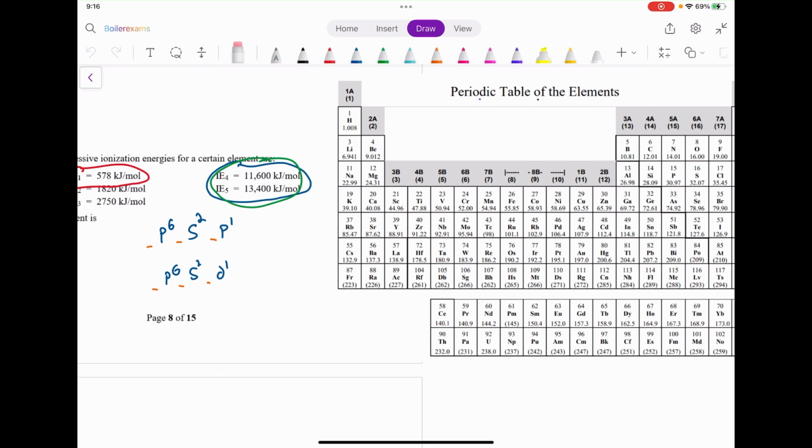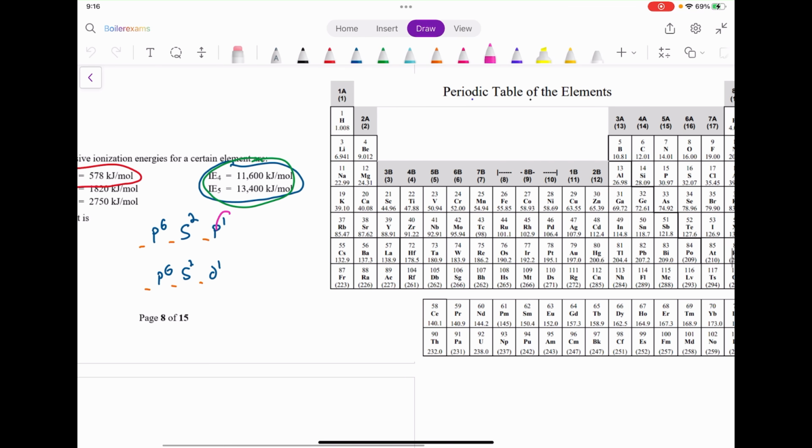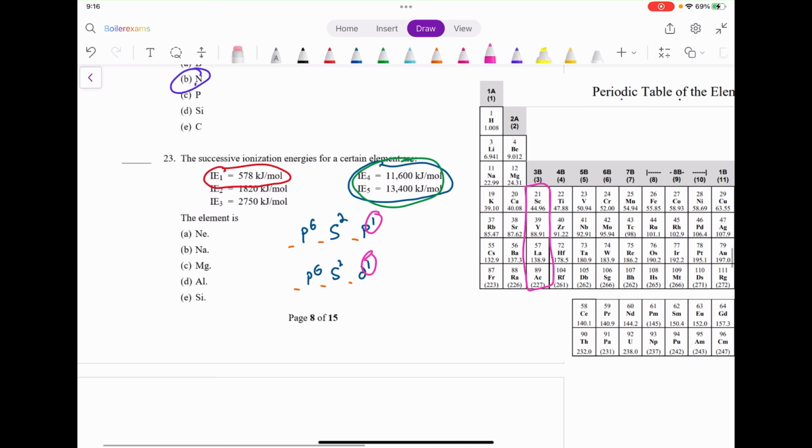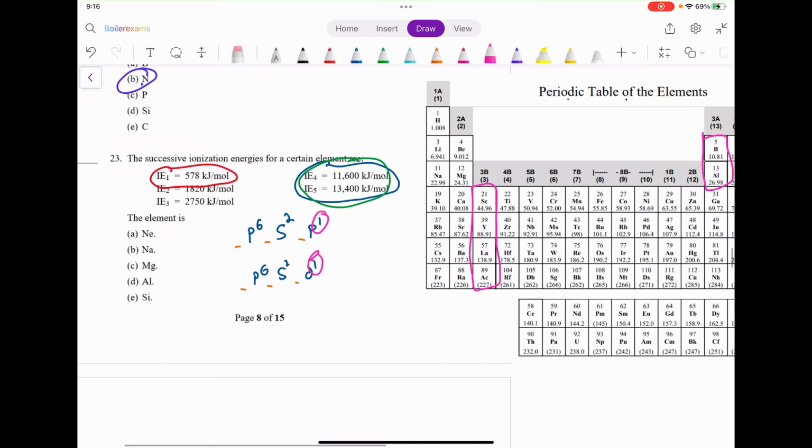We can use the same periodic table as before. So which ones fit this criteria? We're looking for something that has one electron in the p orbital or d orbital, which would be these. These are the d orbital ones, and then these are the p orbital ones. Do any of the answers match those? Yes.